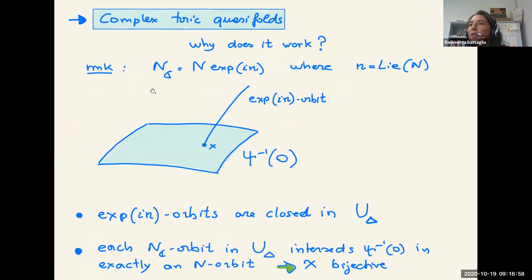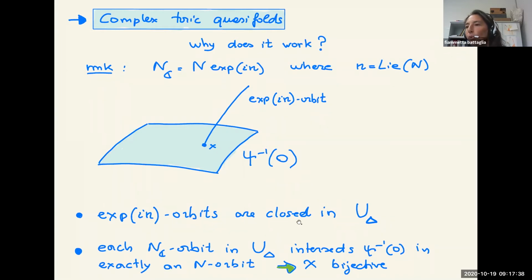Let me just say in some more detail that the group N_C can be written as a product of N, the group that we have seen in Elisa's talk, by exp(i𝔫), where 𝔫 is the Lie algebra of N. And we have that the exp(i𝔫) orbits are closed in U_Δ, and U_Δ is actually the saturation of the level set by the exp(i𝔫) orbits.